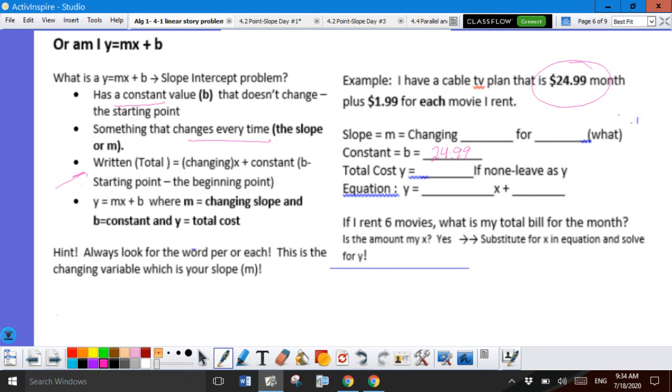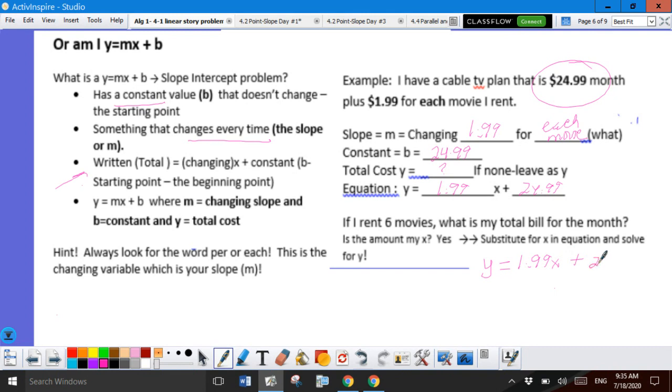Okay? And the slope is changing, $1.99 for each movie. Okay, for each movie. So I don't have a total cost. There isn't one. Okay, so I don't know this. This is what I'm looking for. My equation is going to be 1.99x plus 24.99. Okay, 24.99.